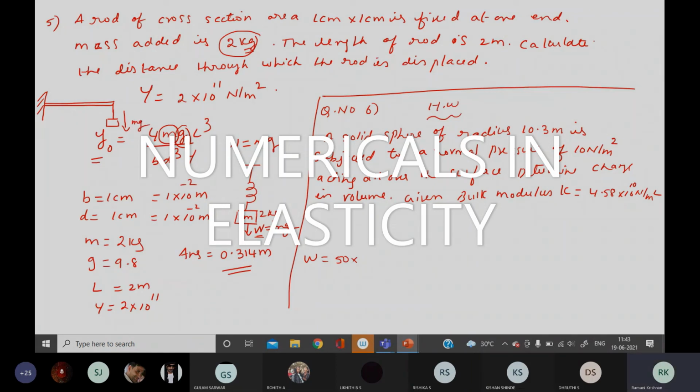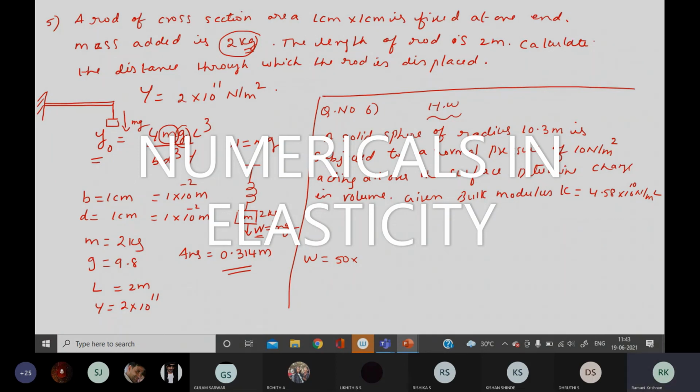Check your topic of single cantilever. The load added becomes mass into g, and it is freely suspended, right? So acceleration due to gravity is acting. Yes, so the answer is 0.314 meters.